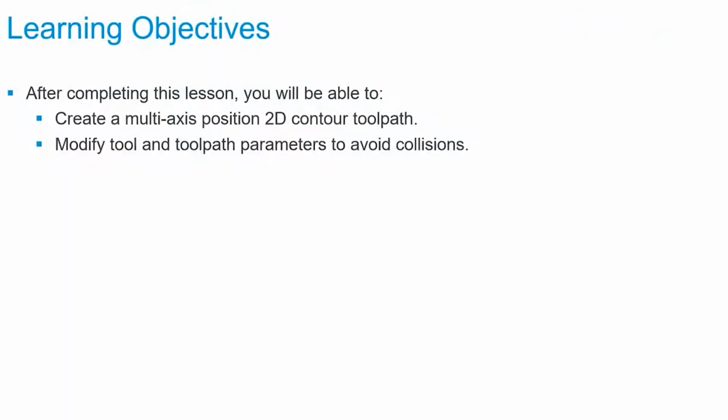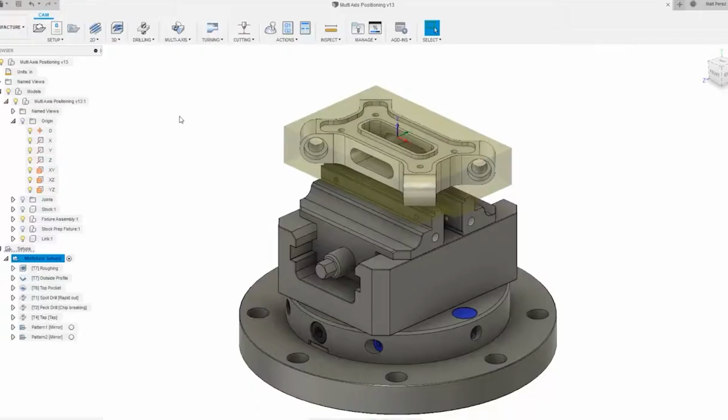In this lesson, we'll be creating a multi-axis contour. After completing this lesson, you'll be able to create a multi-axis position 2D contour toolpath and modify tool and toolpath parameters to avoid collisions. Let's carry on with the file from the previous example and let's create a multi-axis positioning contour operation.